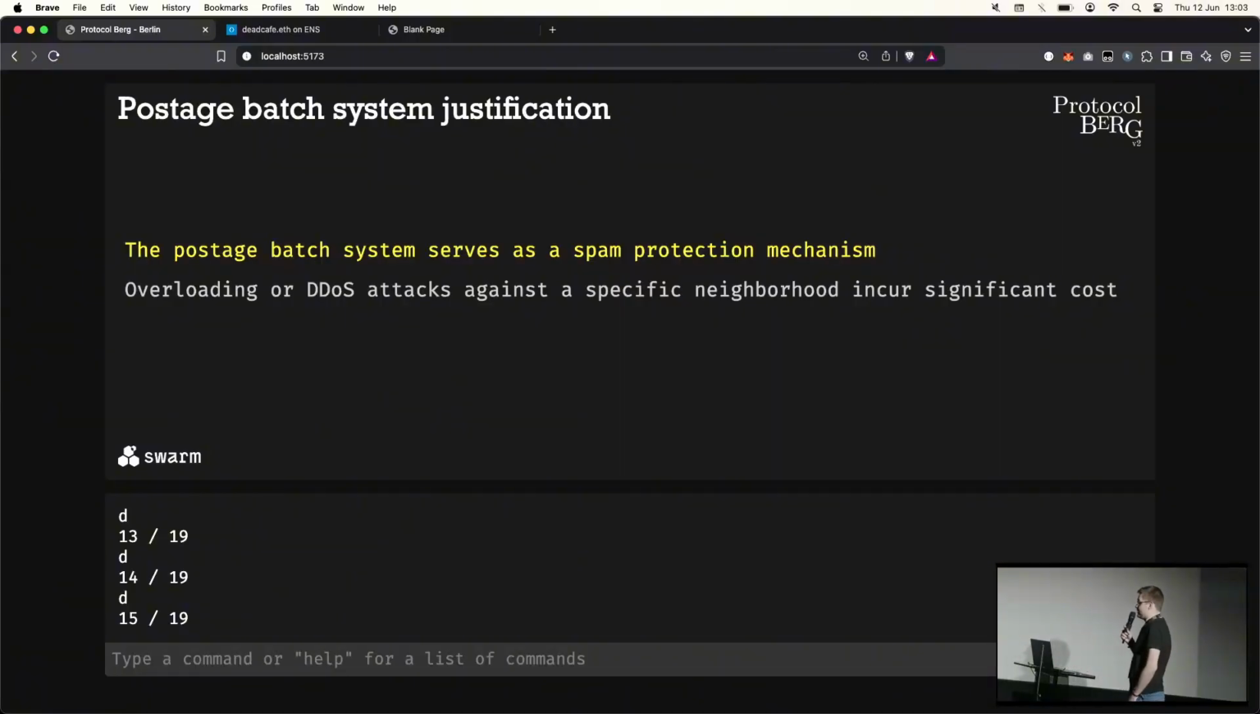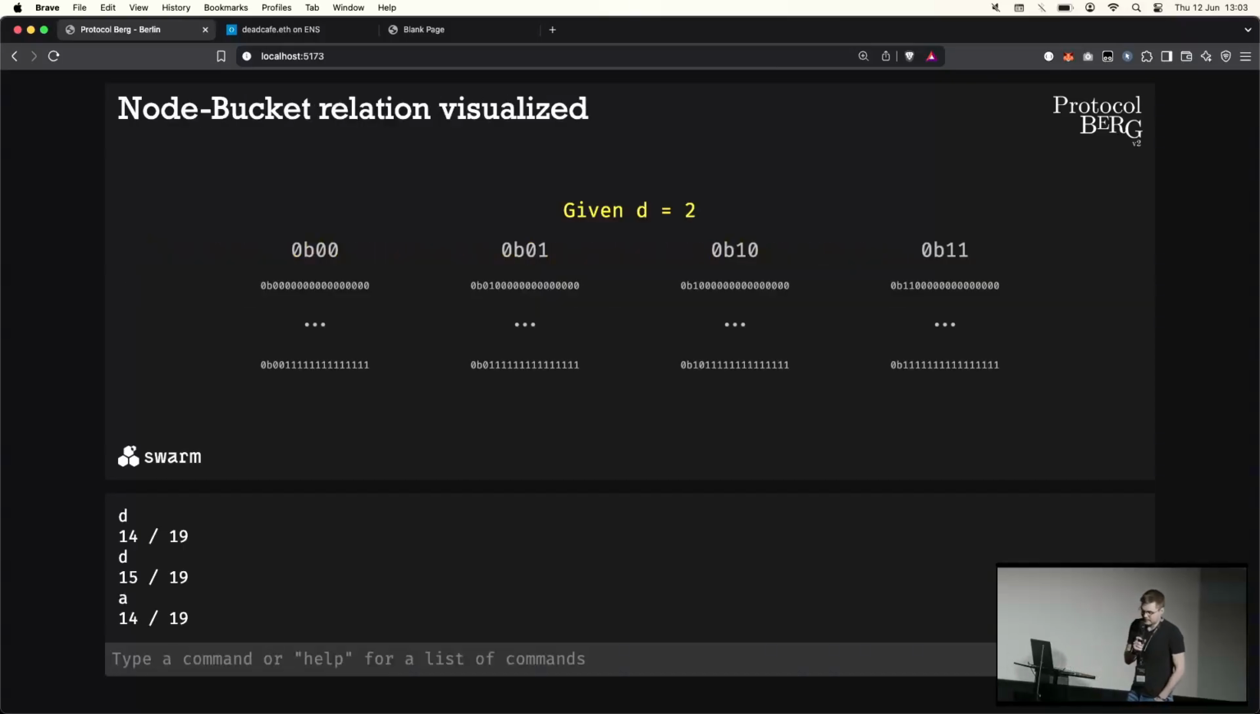This might seem a bit complicated, maybe unnecessary complexity, but this has a very important purpose. That purpose is spam protection. So let's come back here for a second and use our previous example that we have 1 gigabyte of storage. So let's say that I want to attack the network by overloading a neighborhood or a node with more data than it can handle.